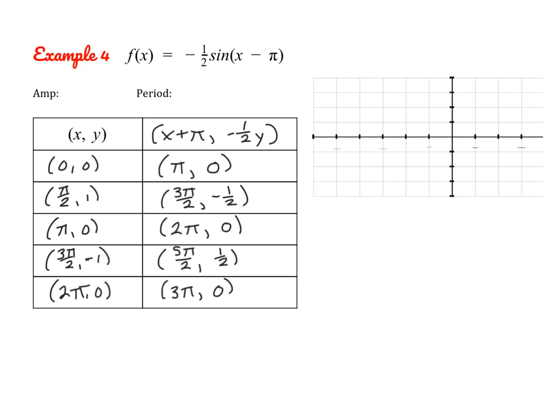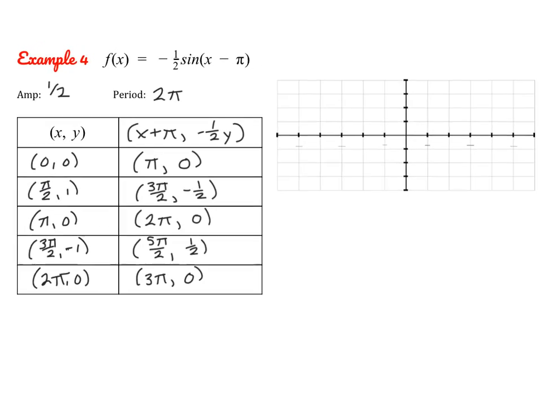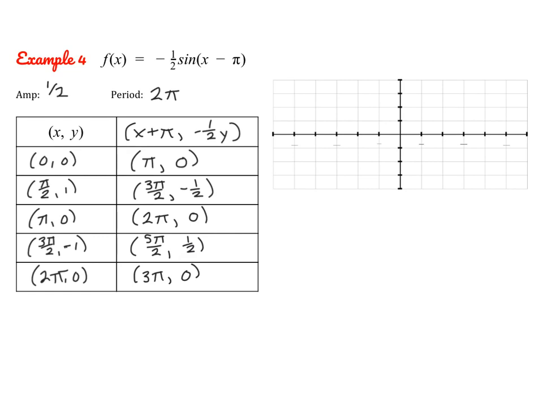Our amplitude, remember, is just this value, so our amplitude is 1/2. The negative is never going to be part of the amplitude. It's only just the vertical stretch or shrink. And then our period, there's no horizontal stretch or shrink, so it's going to stay at 2 pi. So to scale our graph, remember, I always recommend taking your period, splitting it into 4 parts, so we'll count by pi over 2.